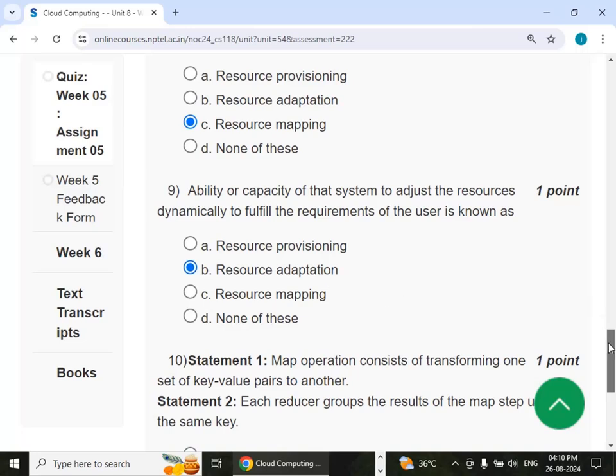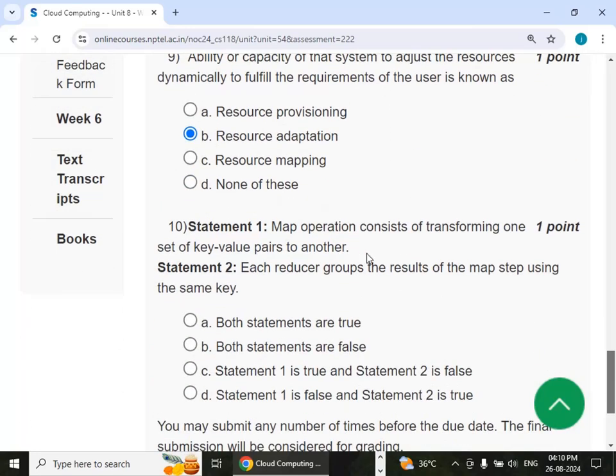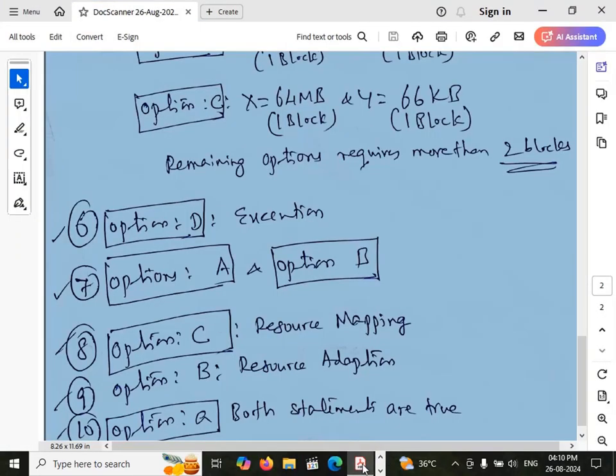Last one, map operation consists of transforming one set of key value pairs to another. It is true. Each reducer groups the results of map set using the same key. Both are true. So the answer is option A. 10th, both are true, option A. 9th is option B, resource adaptation.